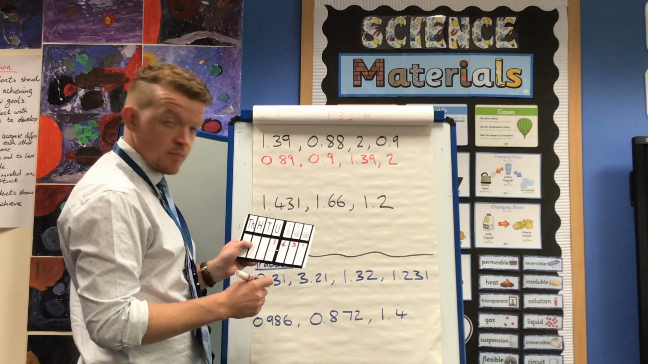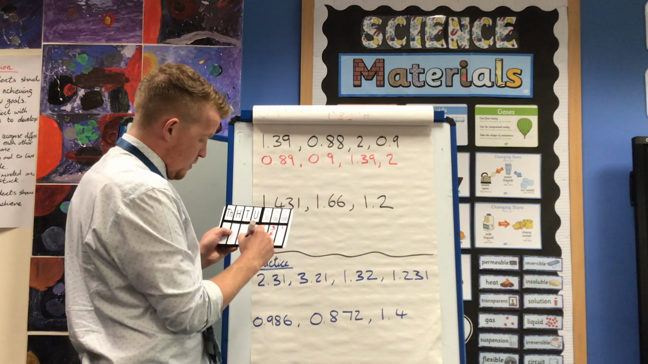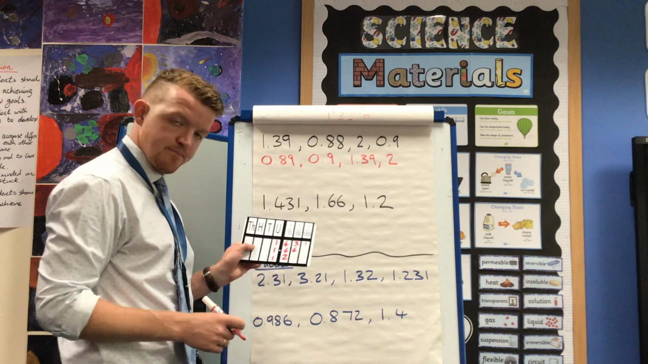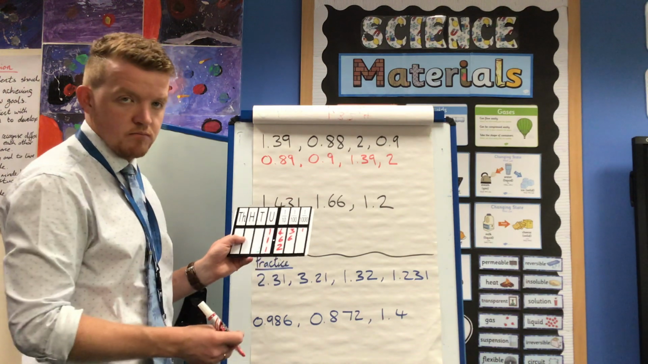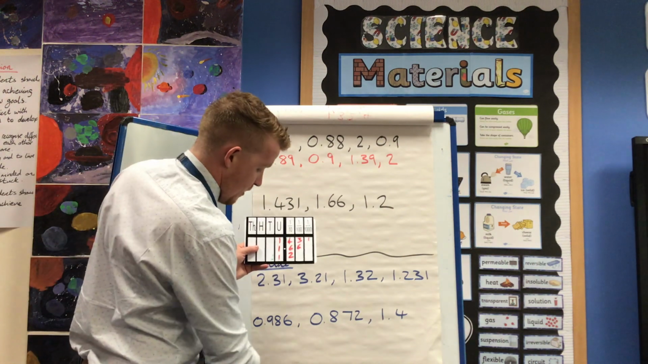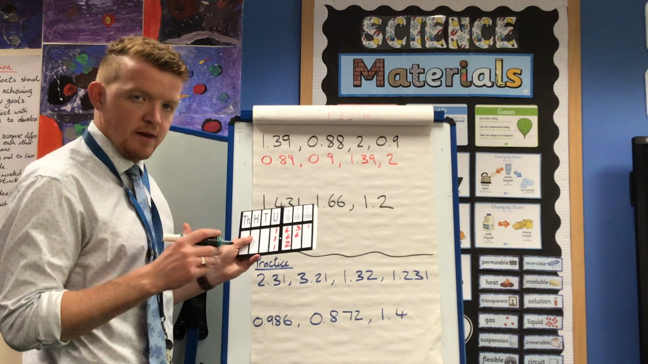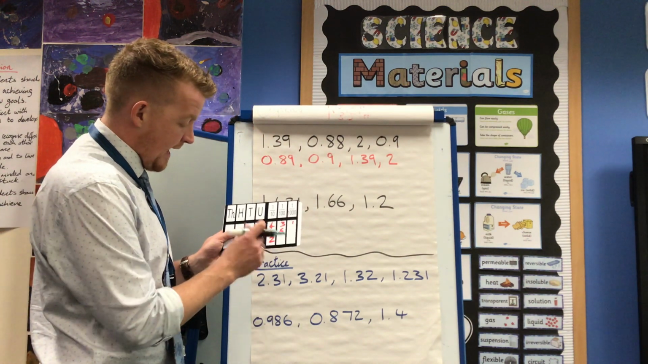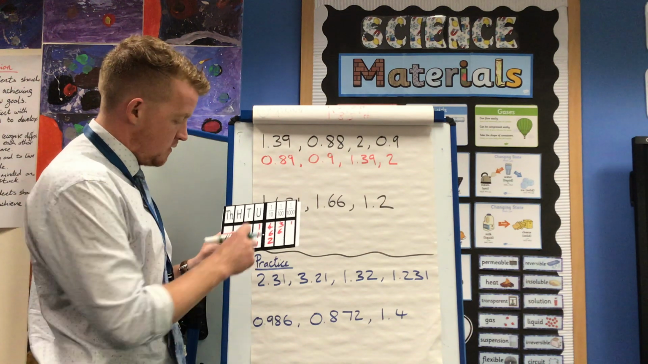1.431. 1.66 and 1.2. Again, I look at my ones column first. They're all the same. None of them tells me which is bigger or less than the other one. I look at my tenths column, and straight away I can see all 3 are different. This only has 2. That means it is the smallest. 1, because it's going to be the first number down.